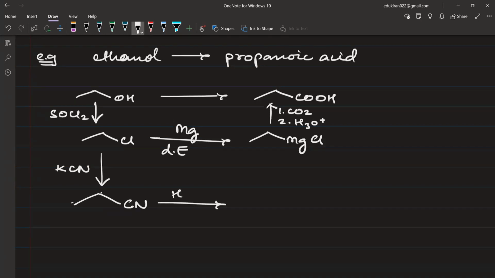After getting CN, in the presence of H plus and heat, I will convert this nitrile to 3 carbon atoms and COOH. Okay, so both of these methods are important when you have to go from less number of carbon atoms to 1 more carbon atom.